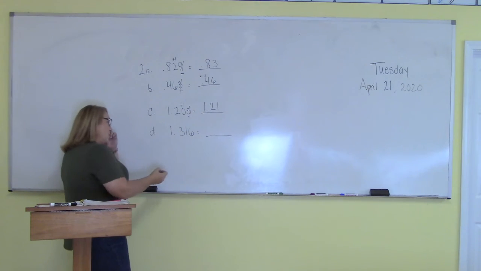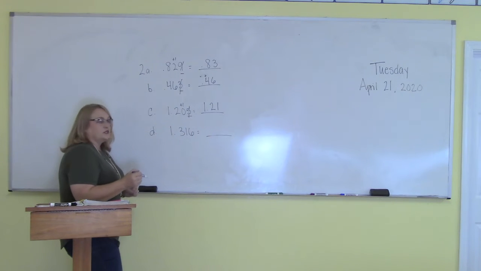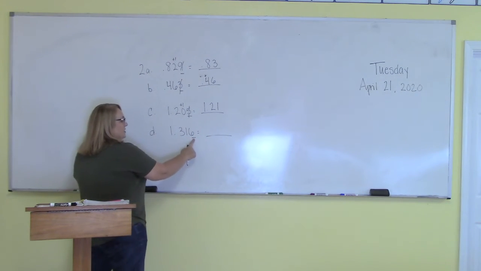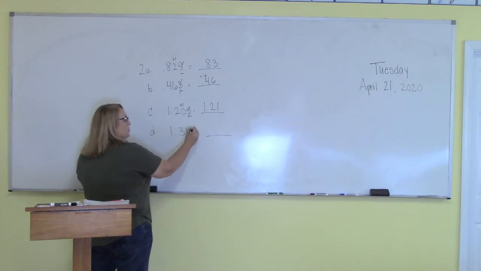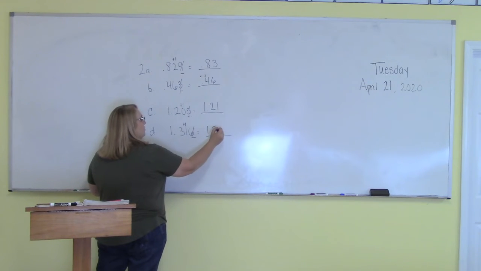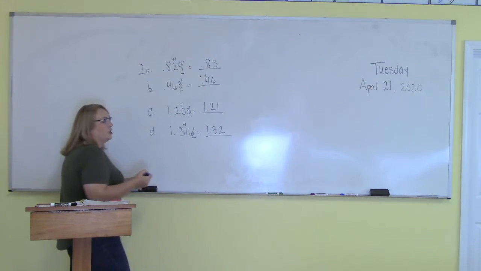Okay, D, 1 and 316 thousandths rounded to the nearest hundredth. Look at your last number. If it's 5 or more, you cross it out and add 1 to the one before it. So our answer is 1 and 32 hundredths.